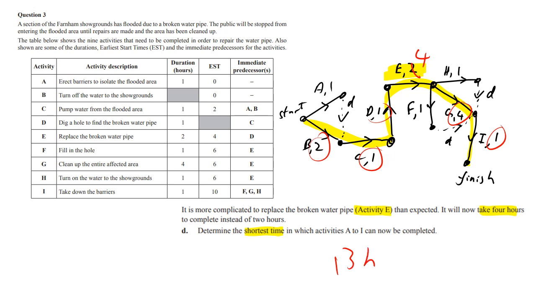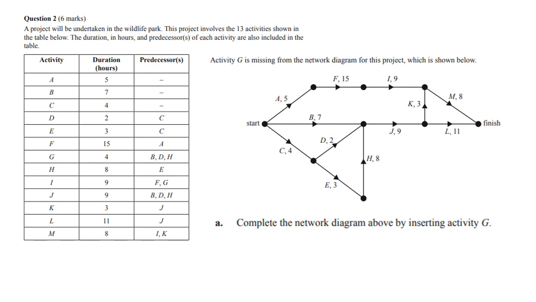There you go. Okay, this one's from the 2013 exam, and we've got to insert activity G. It's missing from the diagram. So G says it needs B, D, H, but we can also see that B, D, H is also needed for J. So we know where it's going to start, and we're thinking, ooh, is it going to be a dummy? But it's part A, so hopefully not.